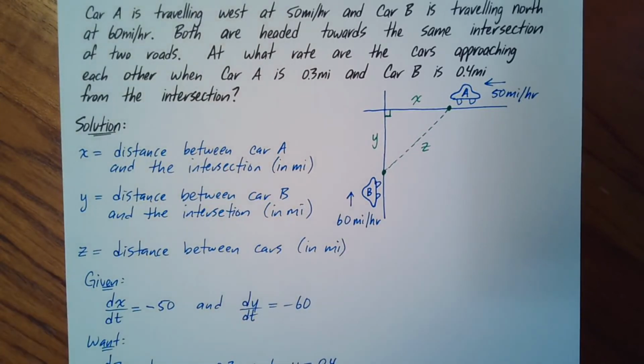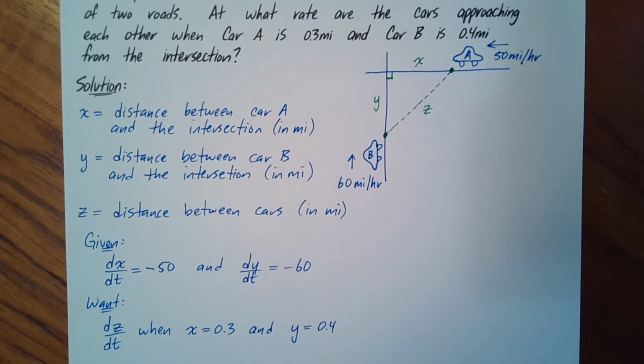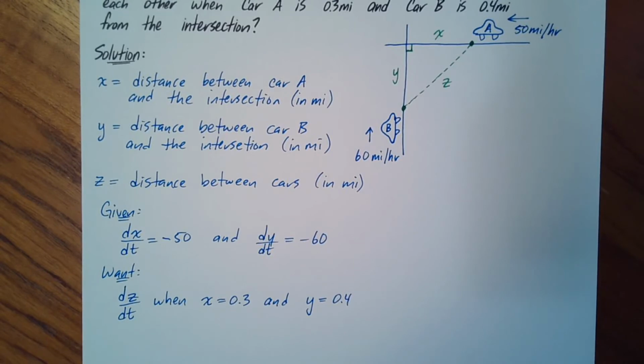and y is 0.4. Oops, I guess a little off the screen, so I meant to have that up a bit higher. So this is what we want, right? dz/dt. We want it at the particular moment in time when x is 0.3 and y is 0.4. So this is the translation of the problem, and now we're ready to solve it.